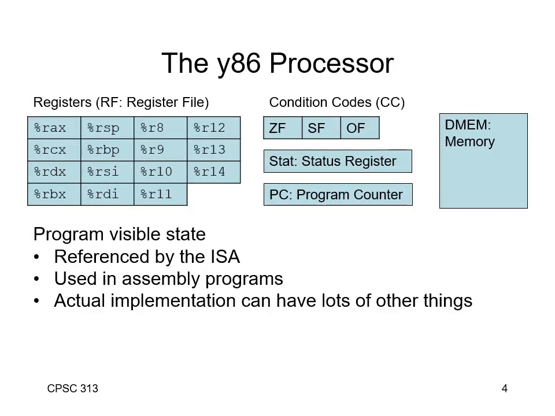Here is an overview of the y86 processor. This is all the state that is visible from the assembly language. Another way of saying that is that this is what the instruction set architecture, or ISA, references when it talks about the y86 processor. In reality, the implementation can be dramatically more complex.